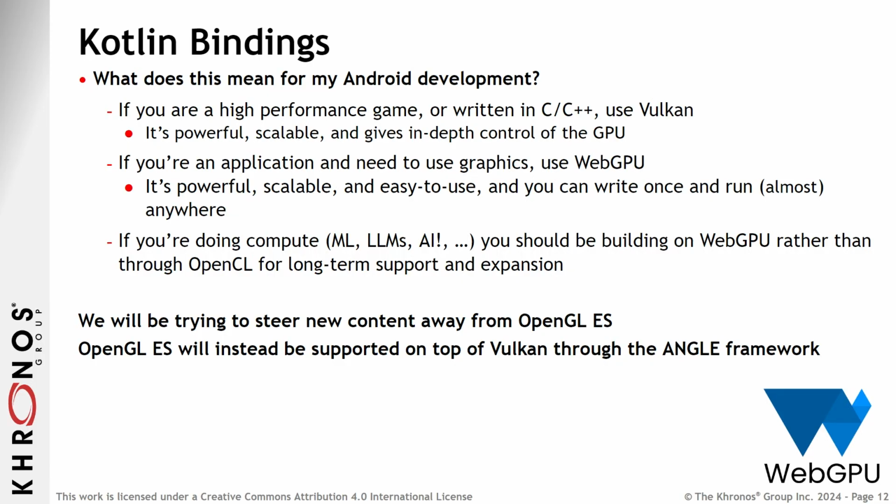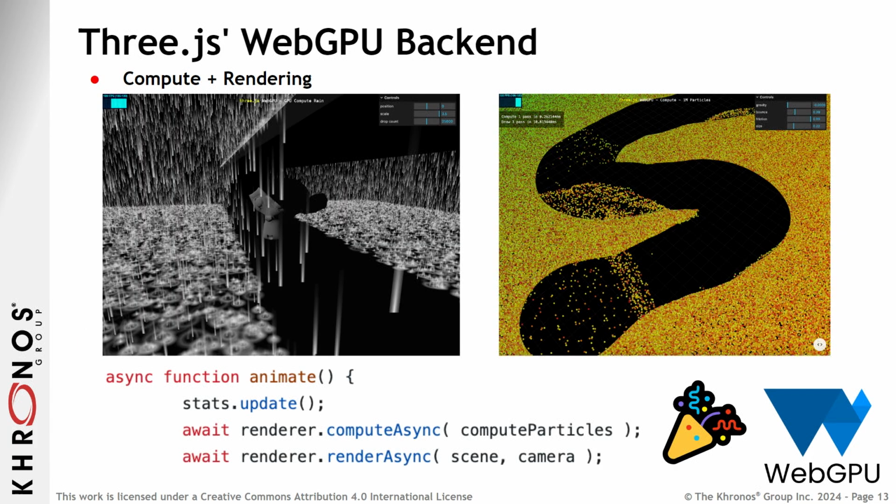Also, the Android team wanted me to say that they're going to try to steer new content away from OpenGL ES on Android. Instead, OpenGL ES will be supported on top of Vulkan through the Angle project. So Angle's an OpenGL ES implementation. There's already a Vulkan backend. It's really fast. And that is going to be the way, through a layered solution, that you'll keep getting OpenGL ES and ultimately WebGL. Okay, now let's talk about some fun stuff and see some cool demos.